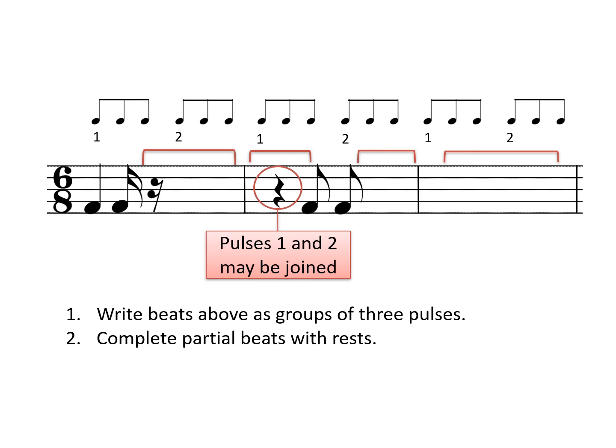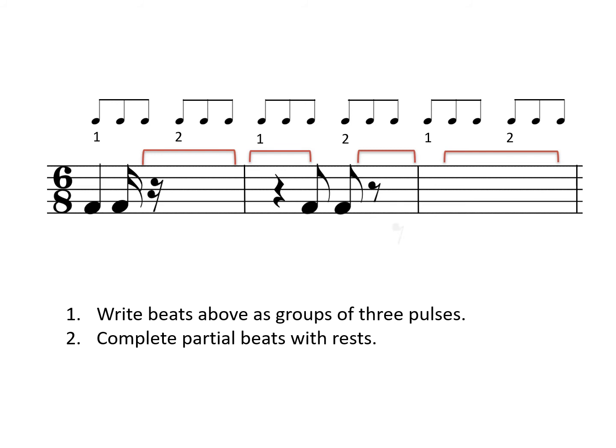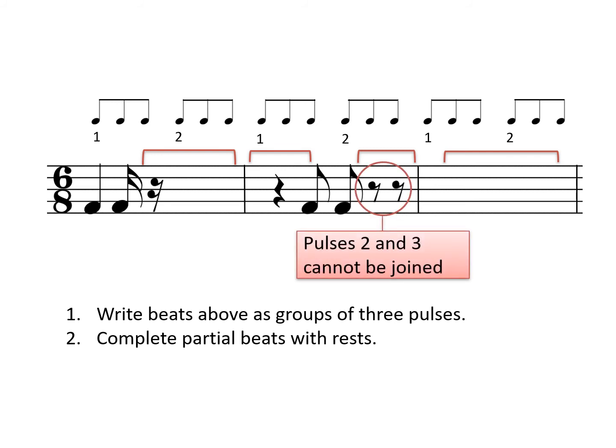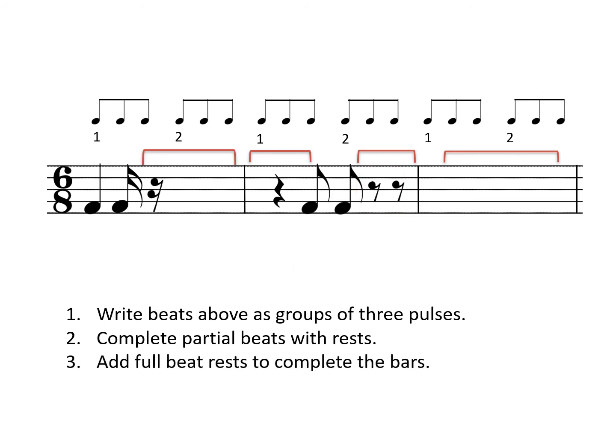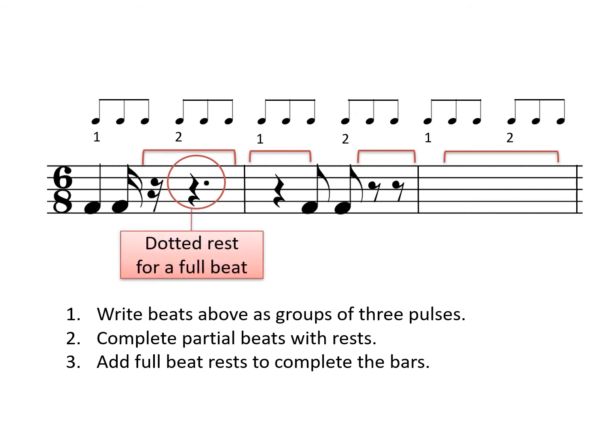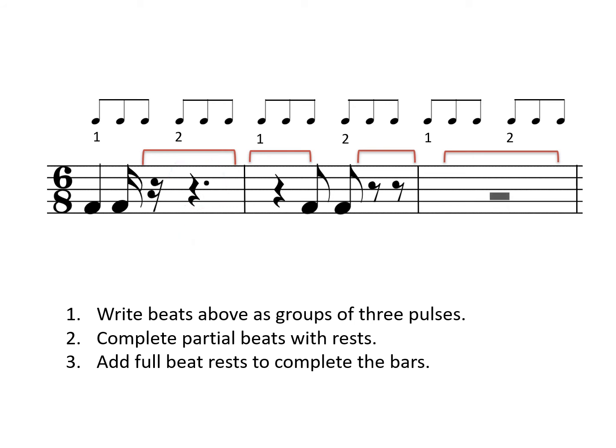In the second group, we'll need to use 2 separate eighth note rests because we can't join the second and third pulses. Lastly, we'll add full beat rests. Remember, in 6/8 time, we use the dotted quarter for a complete beat. The last bar is empty, and so we'll add a whole rest.